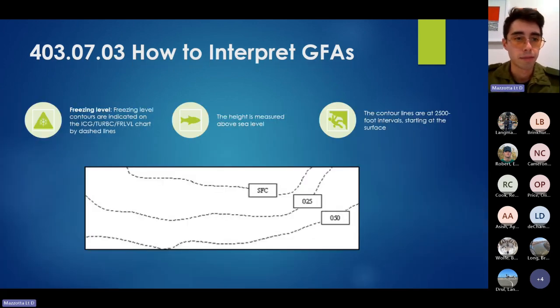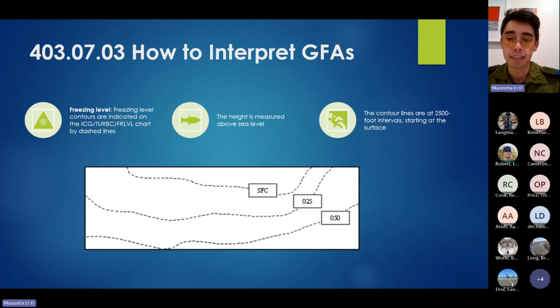So this is what the freezing levels look like. They're very similar to contour lines, and they indicate the icing turbulence and freezing charts by the dashed line. The height is measured above sea level, and it's going up in increments of 2,500 feet. So you can see in this example here, starting one at surface level, then at 2,500 feet, and then at 5,000 feet again for that freezing level.